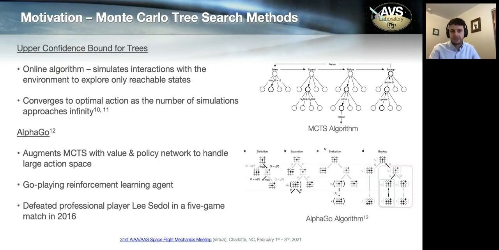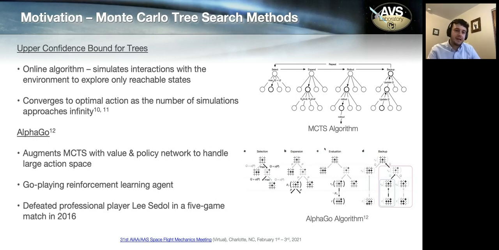This research focuses on a class of techniques known as Monte Carlo tree search methods. And the specific method used is the upper confidence bound for trees. It's an online algorithm, meaning that it simulates interactions with the environment to explore reachable states only. And it's nice because it only requires a black box simulator. It doesn't require a full transition function to be defined. Another nice property is that it converges to the optimal action as the number of simulations approaches infinity.